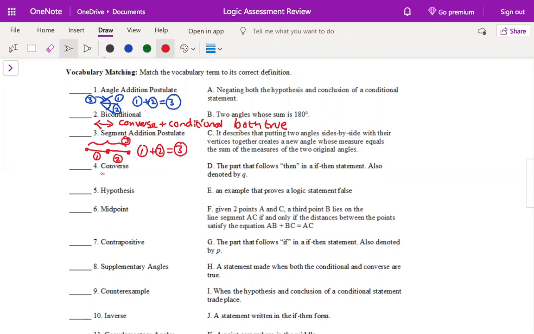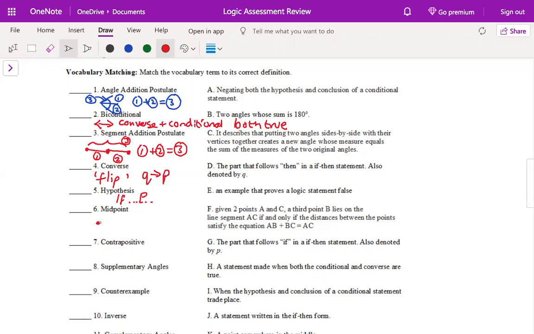Converse is when we take the conditional statement and we flip it. And we can write that in the form of if Q, then P. Our hypothesis is what comes after the if, and we can also denote that by P.